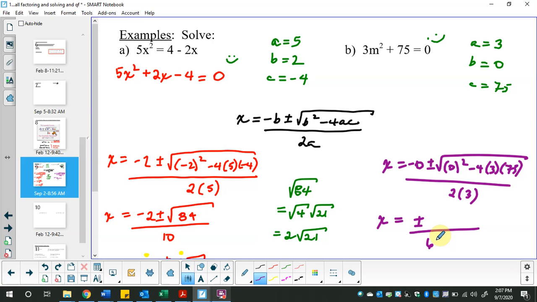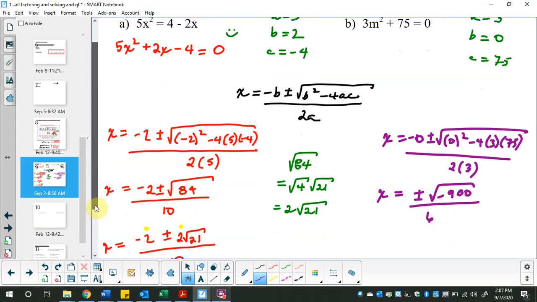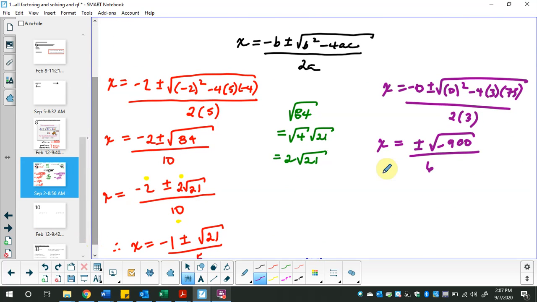4 times 75 is 300. 300 times 3 is 900. So under a root sign is not 900, it's negative 900. And hopefully you learned somewhere between grade 10 and 11 that negatives under the square root sign don't give you real live graphable numbers, so we have to leave that alone.